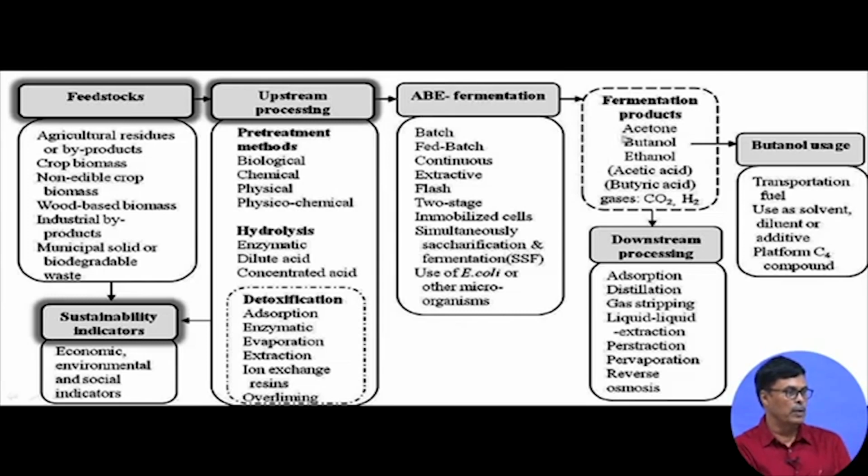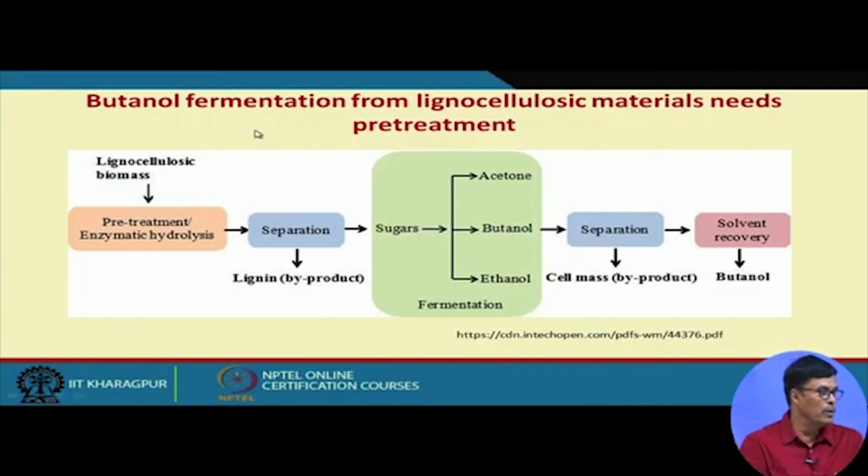Now, the fermentation products. We have major products: acetone, butanol and ethanol. These are separated out through the distillation process, and then can be used as a transport fuel, or as a solvent, as I mentioned before. If you look at the butanol fermentation process from lignocellulosic material, it needs the pre-treatment I told you about. Then enzymatic hydrolysis gives us glucose, we separate the lignin, and the sugar is converted to acetone and butanol. This is the separation process. We separate the cell mass, and through the distillation process we recover the solvent and get the butanol.